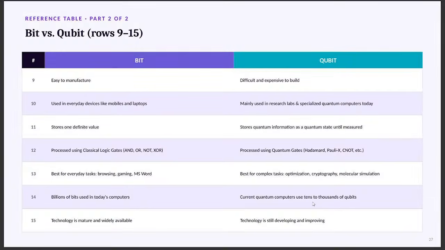As of now, a 64 qubit system has been implemented, but not a thousand qubit system. It is making miracles as of now. So classical technology is mature and widely available. Why? Because laptops and phones are available everywhere. But quantum technology is still developing and improving. That is the difference I want you to write in the examination.